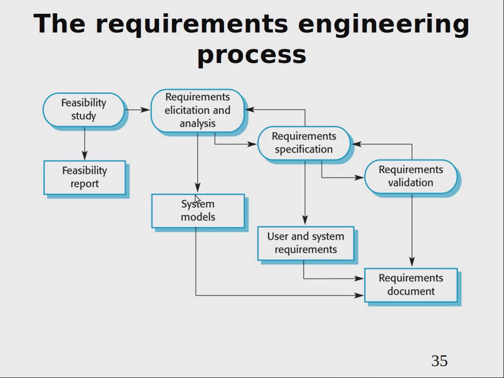You may show and create different kinds of models. We will talk about these models in detail later. Then you create this requirements specification, which specifies what the system should do. Then you may validate these requirements, and here you can do different kinds of iterations depending on your approach. Then you also may specify specific user and system requirements, and then you create this requirements document for a particular system.